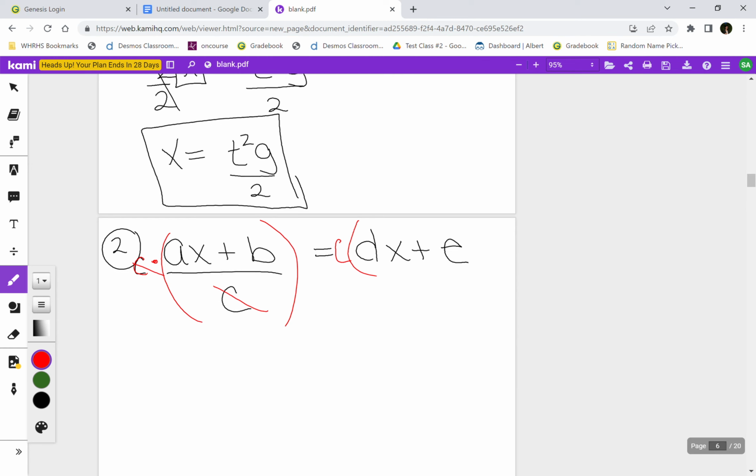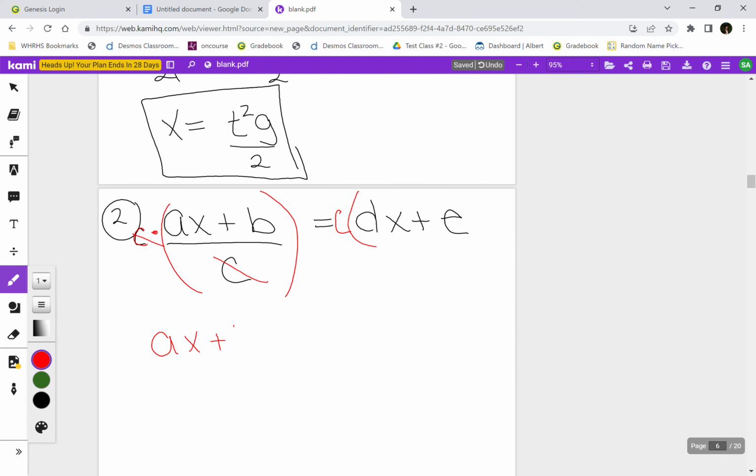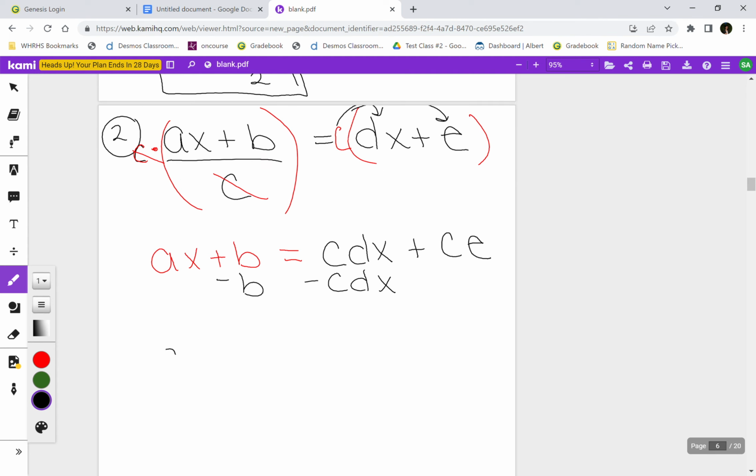So these c's cancel, and then I'm left with ax plus b equals, what do you think I'm going to do with the c on the right side? I'm going to distribute it in. So that's going to be c dx plus ce. Remember what I said. Anything that has an x, I need to bring it to the left side. So do you all agree I need to bring the c dx to the left and the b to the right? We're going to subtract the b and subtract the c dx. So now I'm going to have ax minus c dx equals ce minus b.